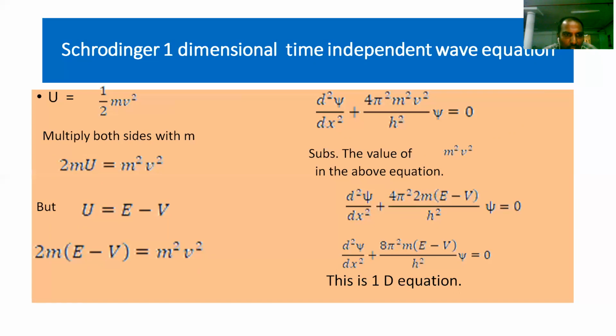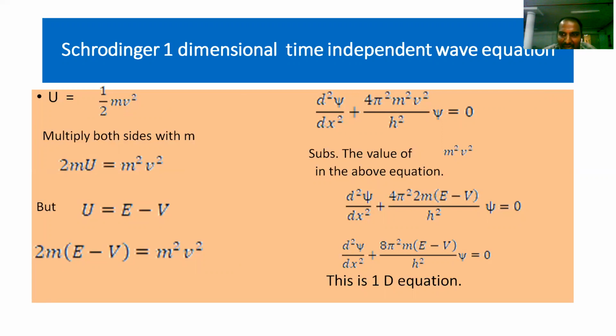Therefore, we can write u equals E minus V, and in place of u, if we write 2m into E minus V, it equals m square v square. Substitute such m square v square in the expression d square psi by dx square plus 4 pi square m square v square by h square into psi equals 0. In that expression, in place of m square v square, write down 2m into E minus V.